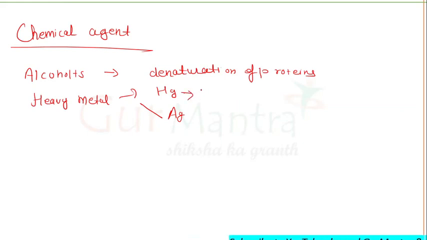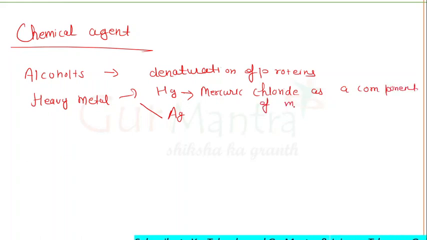It is used as mercuric chloride, as a component of mercurochrome. And Ag, what is it doing? Ag is used as silver nitrate.